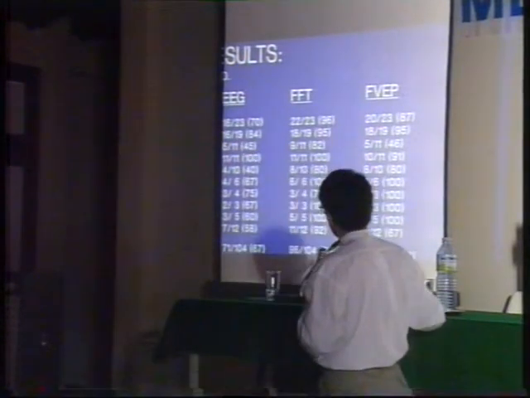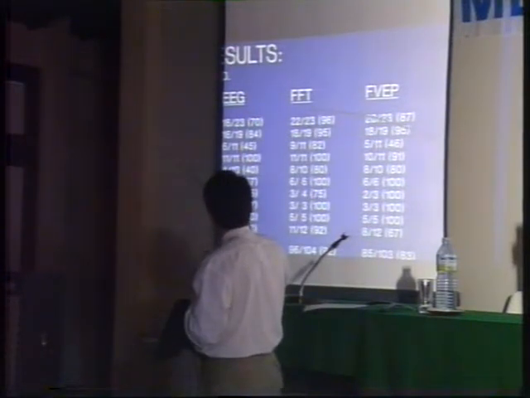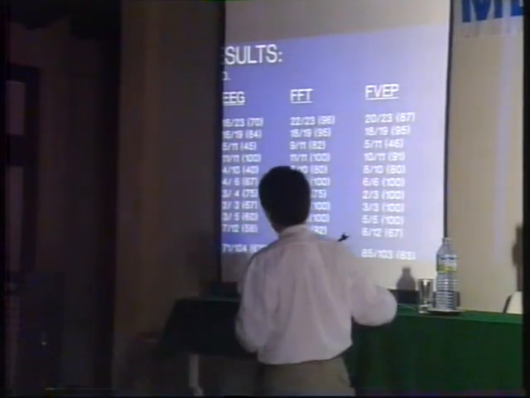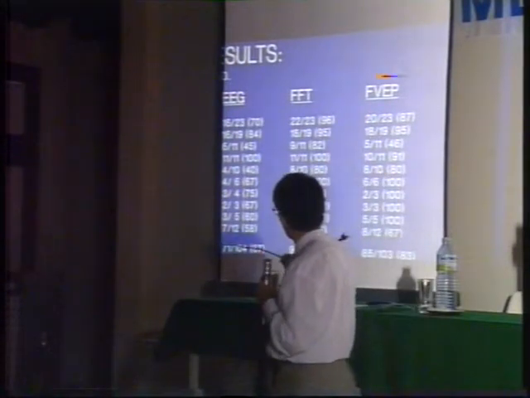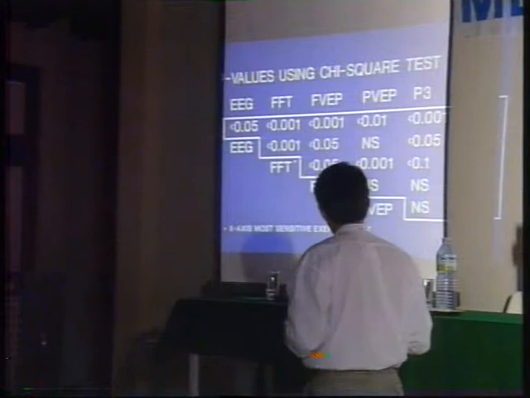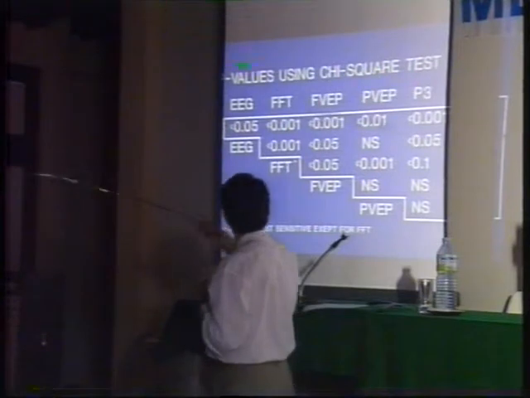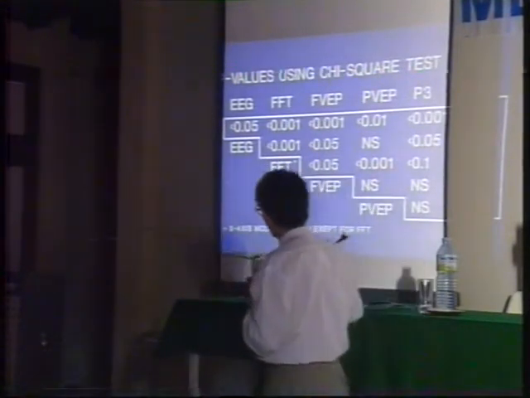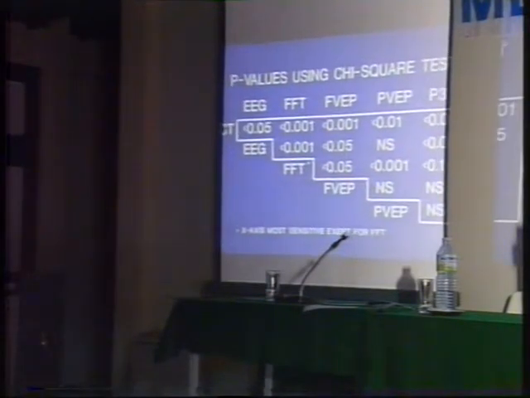evoked potentials and P300. In these cases, the numbers show you the number of abnormalities out of the number of investigations that were done in the number of patients. So you end up with an average number of abnormalities for that particular examination. If you put that into a graph of p-values, using chi-square test, you can compare the different examinations to the results of other examinations.